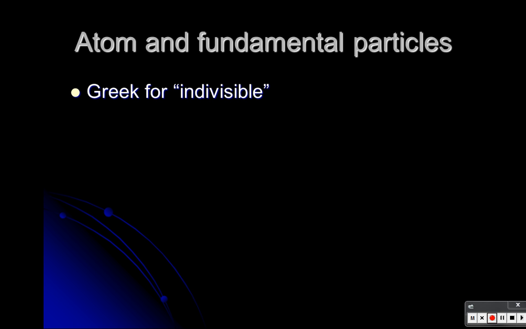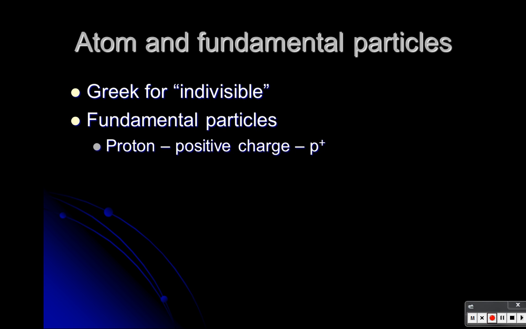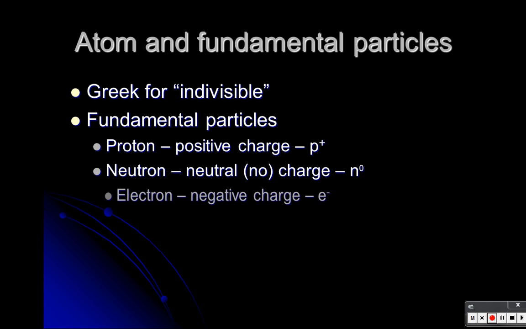We, of course, now know that the atom is divided into smaller parts, and we call those the fundamental particles. The first one of those is the proton. It has a positive charge, and it's often abbreviated to P+. The neutron is neutral, it has no charge and is often abbreviated to N0. And the electron has a negative charge and is abbreviated as E-. In fact, protons and neutrons can be further subdivided into smaller particles called quarks, and we'll talk briefly about those later, but the main things you need to understand are the proton, the neutron, and the electron.